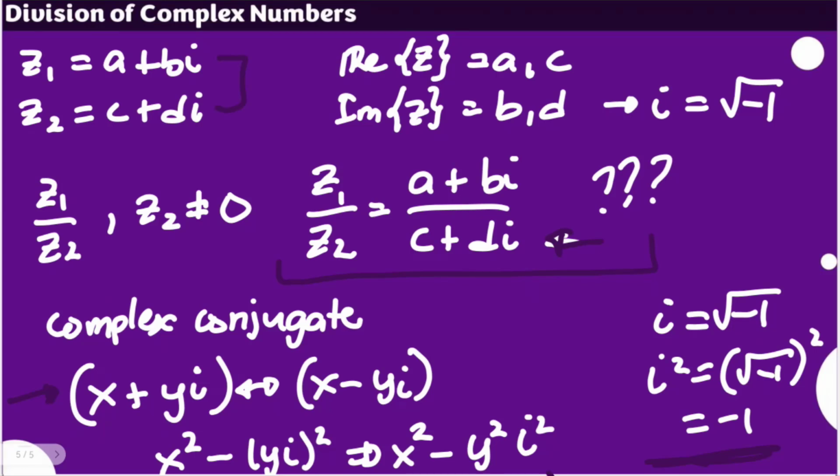An important thing to remind ourselves is that our denominator should not be equal to 0, and the existence of the complex conjugate.